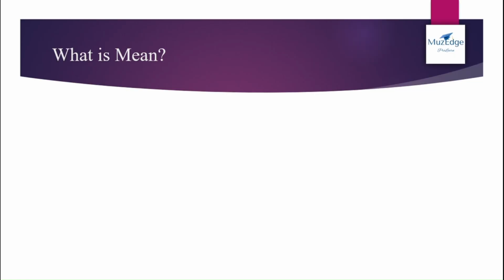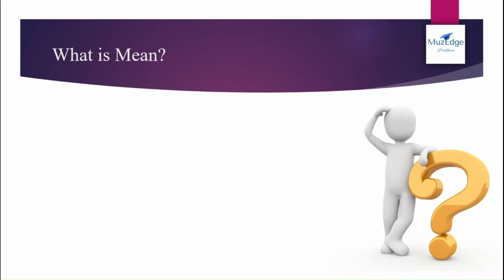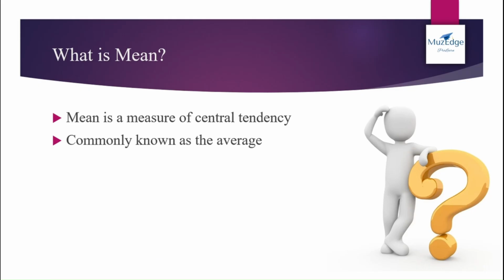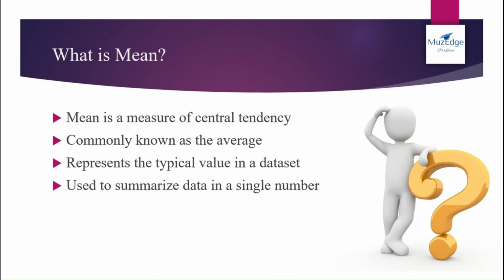The mean, often called the average, is a basic but powerful concept in mathematics and statistics. It helps us understand the central value, or typical number, in a group of data. Mean is a measure of central tendency. The mean represents the typical value in a dataset. It helps us understand what is usual or expected in a group of numbers.